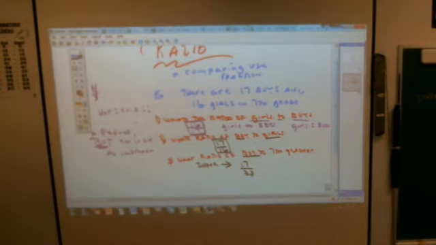Let's see if there's something else they ask you. Ratio of red marbles to blue marbles. What is the ratio of the height of the flagpole to the length of the flagpole?